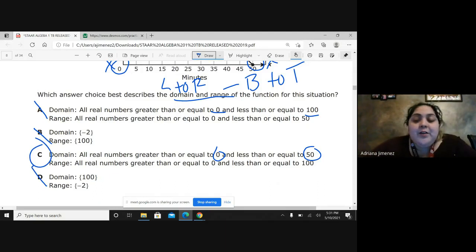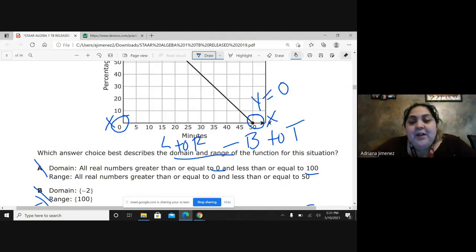So all we did was read the graph. Domain is left to right, and range is bottom to the top. Okay, bottom to top.